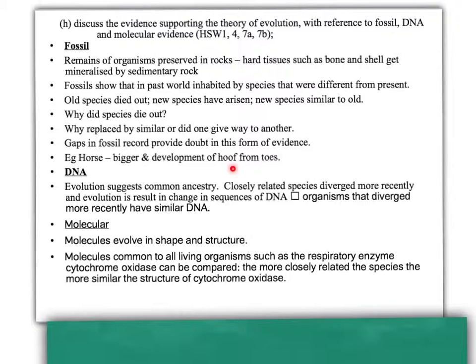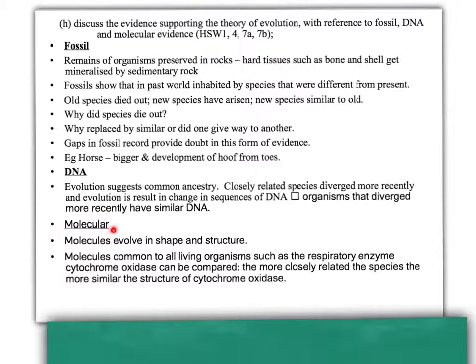Next is DNA. With our ability to sequence bits of DNA, what we find is that species which are closely related have more similar DNA, very simply. Closely related species diverge more recently, and evolution results in change in sequences of DNA. Organisms that diverge more recently have more similar DNA. So we can just compare sequences of DNA to find out which organisms we're most closely related to. This is a very important feature within the whole business of classification these days, which you studied in a different unit.